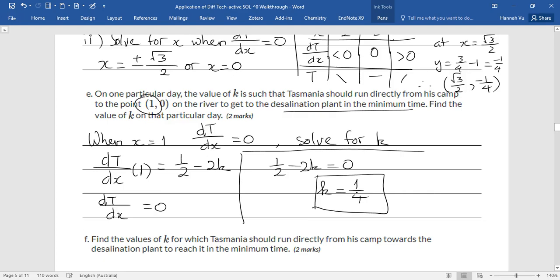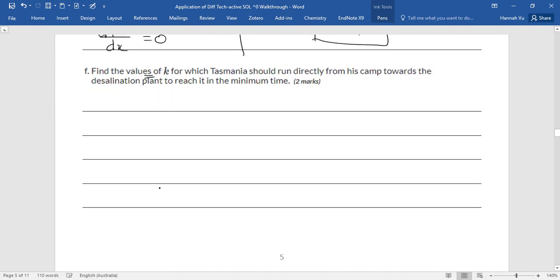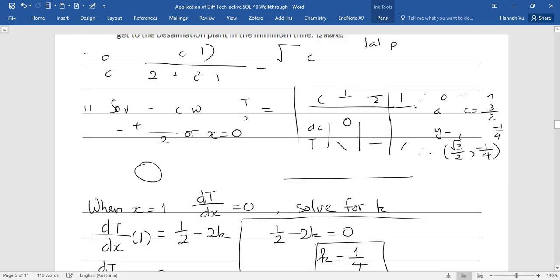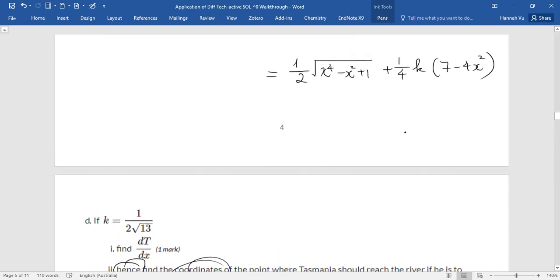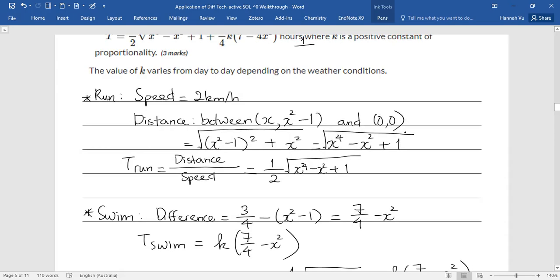Okay, so that's good. This is a good question. Find the values, plural, so more than one, of k for which Tasmania should run directly from his camp towards the desalination plant to reach it in minimum time. So you still want minimum time, which means that you still want dt dx to equal 0. I'm just going to go up to the picture again so we can have a look at what it means when you run directly from the desalination plant.